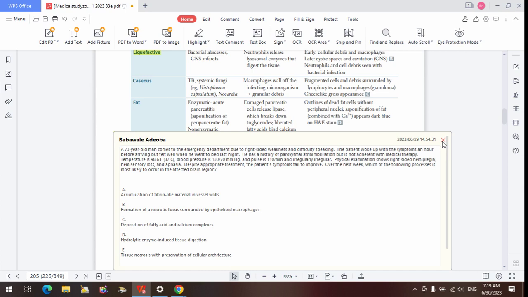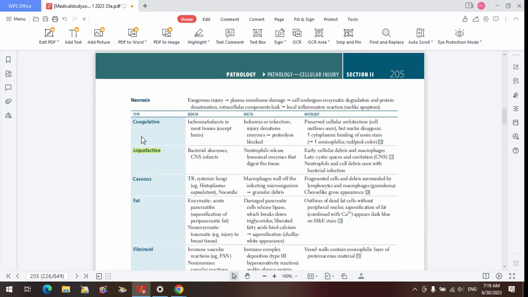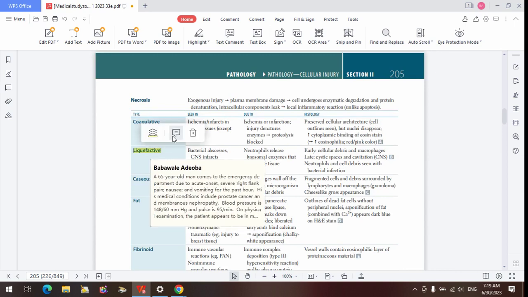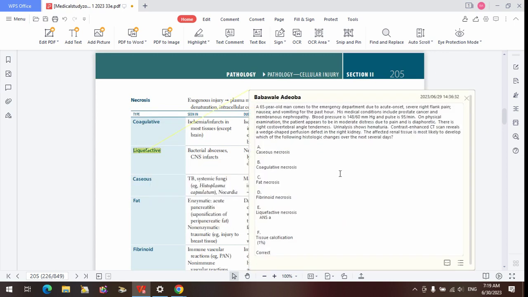Can I see the question one more time? Perfusion defect, that's a clincher. You don't have perfusion defect in fibrinoid. It is hypertension that is damaging the vessel wall there. Okay. Thank you. Yeah, you're welcome.